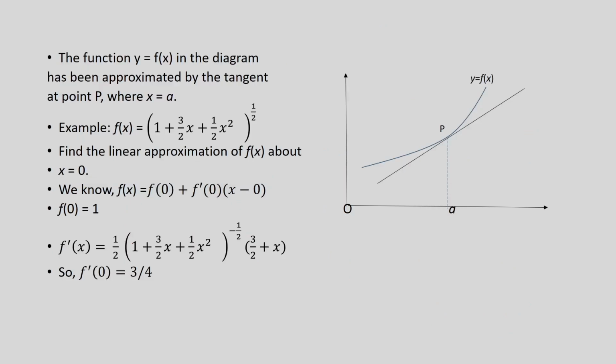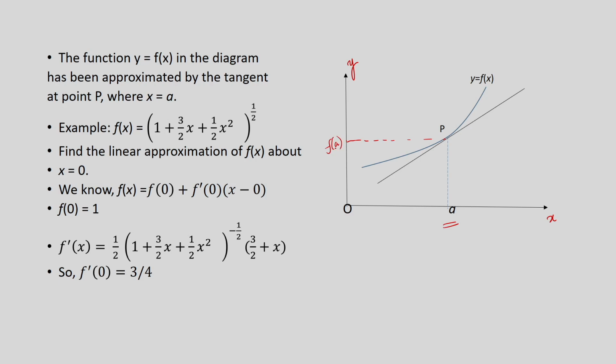Okay, here is the graphical representation of that. So, here you have along the x axis a horizontal line, and along the vertical axis you have f x, which is also written as y. So, the function y is equal to f x in the diagram has been approximated by the tangent at point P, where x is equal to a, small a. So, basically x is equal to a at this point, and at this point you have f of a.